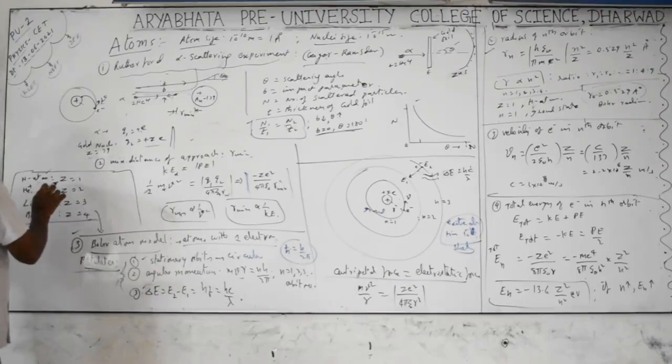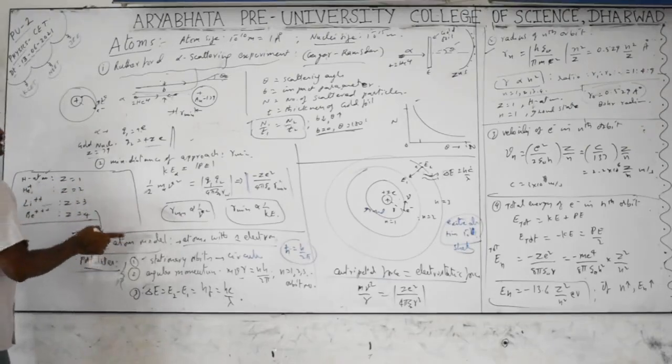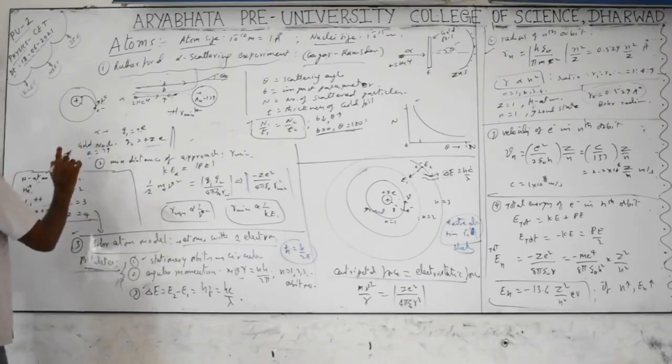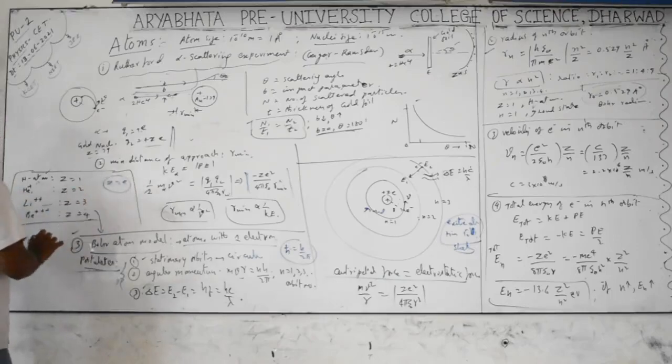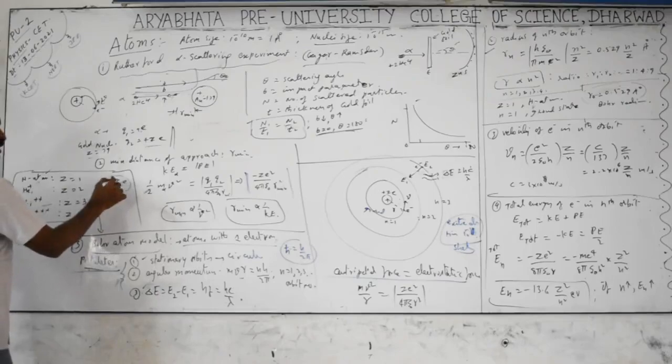Next is Z. For hydrogen atom, that is equal to 1. For helium atom, helium has 2 neutrons and 2 protons. For a neutral atom, the number of protons is equal to the number of electrons, always. So this helium has 2 protons, 2 neutrons, meaning automatically it has 2 electrons.